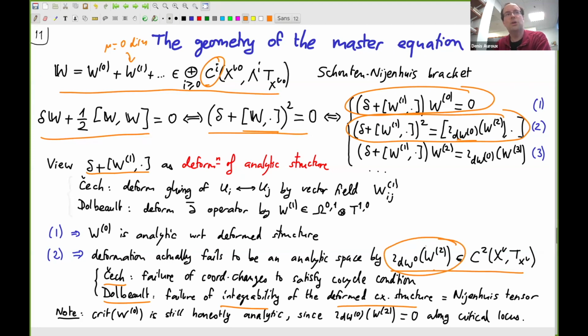Now, of course, you have to be a bit optimistic. I mean, there is such a thing as non-Archimedean Dolbeault cohomology and so on. I haven't thought about almost complex structures in the non-Archimedean world, so I don't know if this works, but it's kind of interesting. And the thing that reassures people in real life is that what you care about is the critical locus of a superpotential, and that one is still honestly analytic, because along the critical locus, the perturbation term vanishes. So you can still do geometry with this if you really want to.